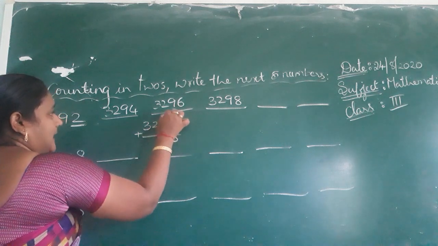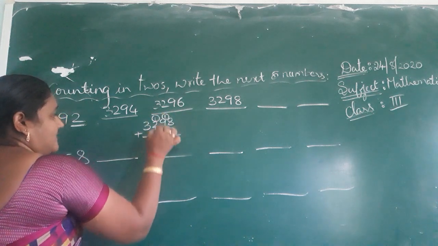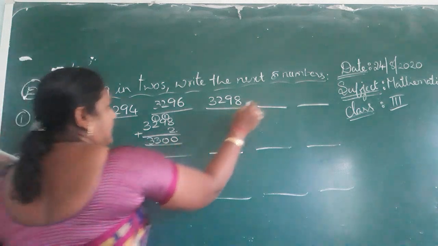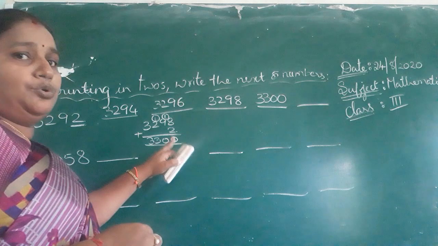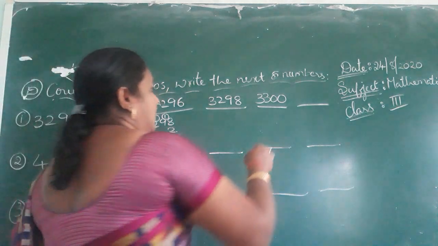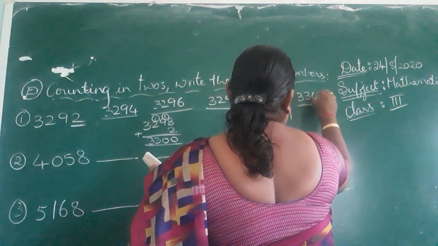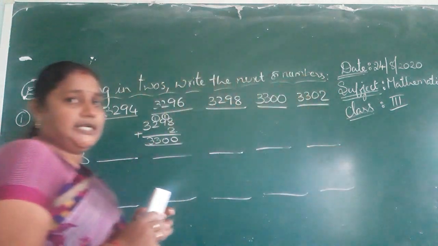8 plus 2, 10. 9 plus 1, 10 again. 2 plus 1, 3. So 3300. Next, again you have to add 2 to this number. So add 3300, 3302. Like that you can write.